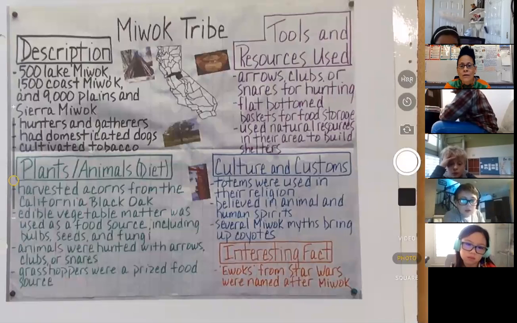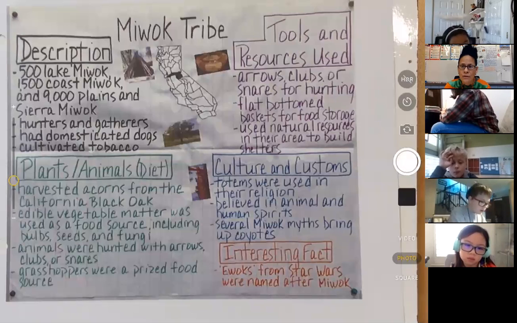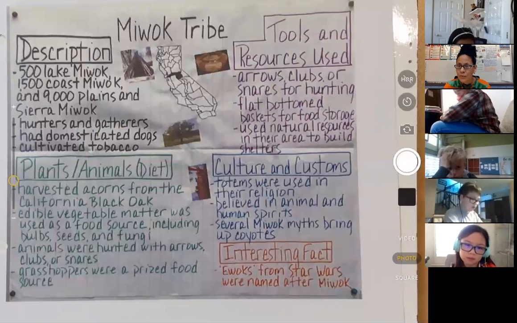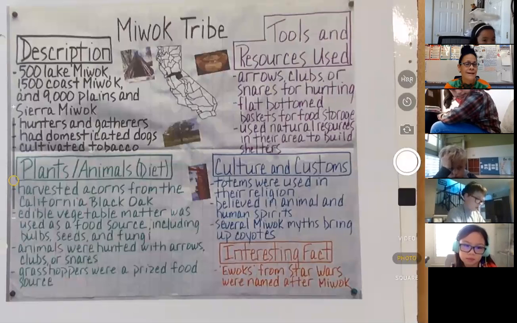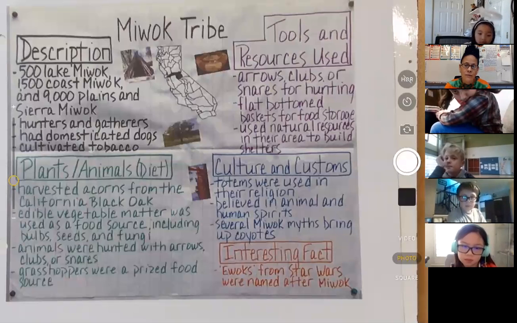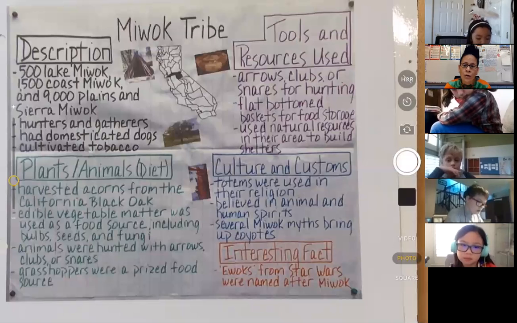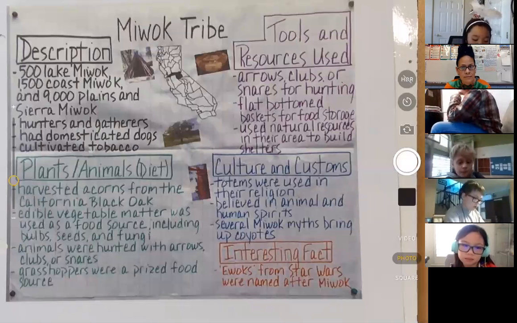And so under the arrows, clubs, and snares, they also created flat-bottomed baskets, as the one you can see on your pictorial to the left, for food storage. So you would think of that as a bowl, right? We would put food in a bowl. Native Americans actually wove baskets so that they could store their food.